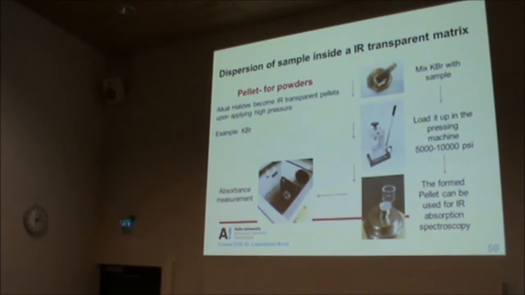There are two important points that we need to keep in mind. One is alkali halides, for example, potassium bromide, sodium chloride that we all use in food. They have two important properties. One is they don't absorb in the infrared region. The second, when you apply very high pressure, they become plastic. They become a pellet.